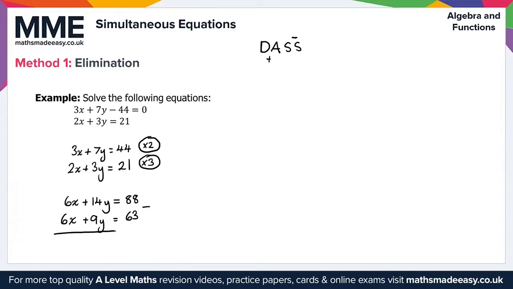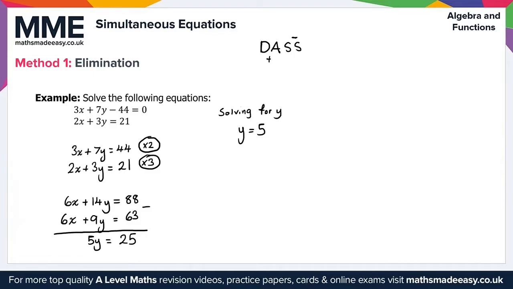So writing this as subtraction then, and performing the subtraction, well 6x minus 6x will just simply give us 0x or 0. 14y minus 9y will simply give us 5y here. And finally 88 minus 63 will give us 25. So what we've obtained now is a linear equation in terms of y. We've obtained 5y equals 25. So solving for y here gives us y equals 25 over 5, giving us y equals 5.